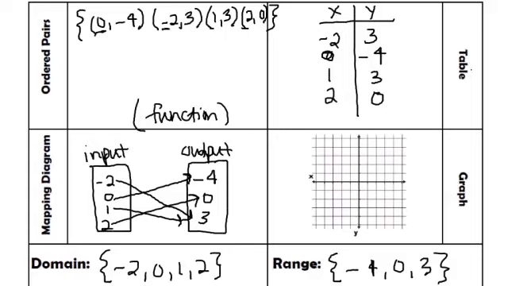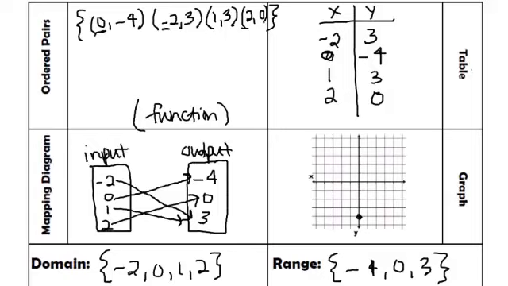And then lastly, we can represent functions on graphs. So we can just graph these ordered pairs. So we have 0, -4. Remember, to graph, we first go left and right, or x and y. So 0 means we're not going to go anywhere. -4 means we're going to go down 4. And that's where we're going to put our point.